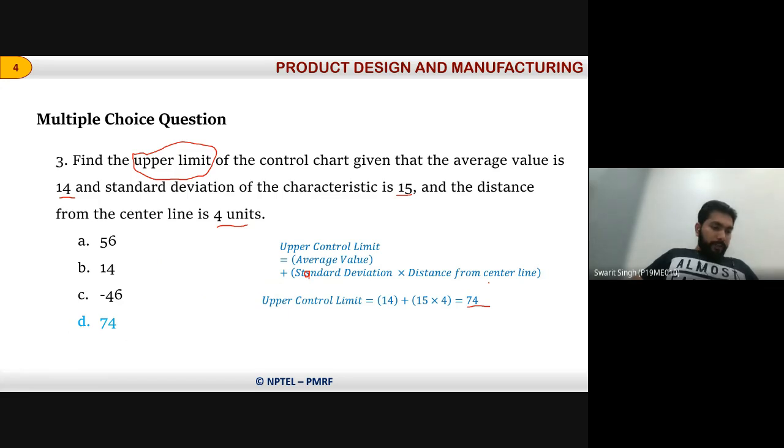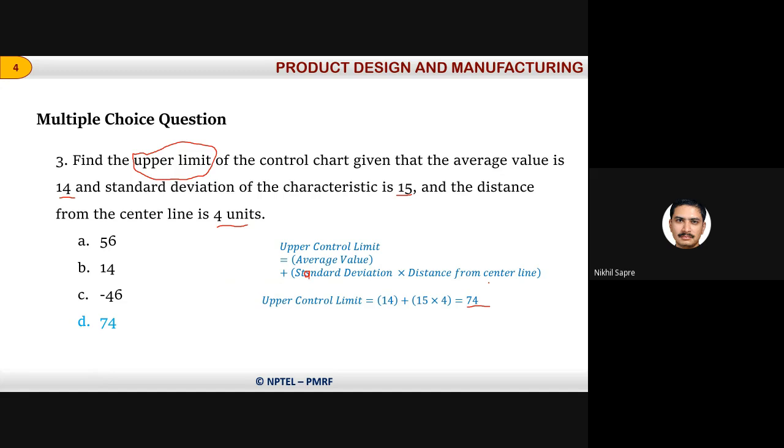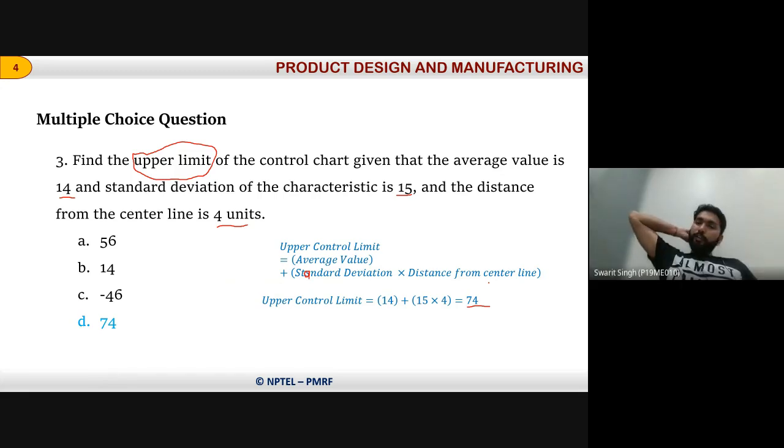Is the center line value also called the target value? Sir, that average value which they have given, is it the same as the target value? No, it is not the target value. It is the average of the values that we are getting while collecting the samples. So in the control chart, the average value is the average of those true values mentioned in the chart.